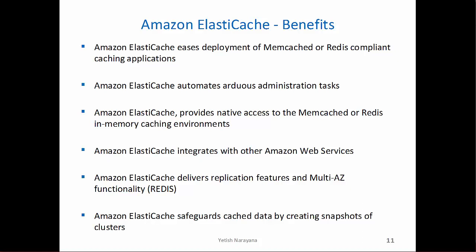Major benefits of using ElastiCache are that it eliminates a lot of complex and mechanical administrative tasks. It integrates with other Amazon Web Services, basically Amazon RDS and Amazon CloudWatch. It also supports a multi-availability zone functionality, wherein if a primary cluster fails, a read-only cluster is automatically promoted to a primary cluster, and also we can safeguard the data by creating snapshots.